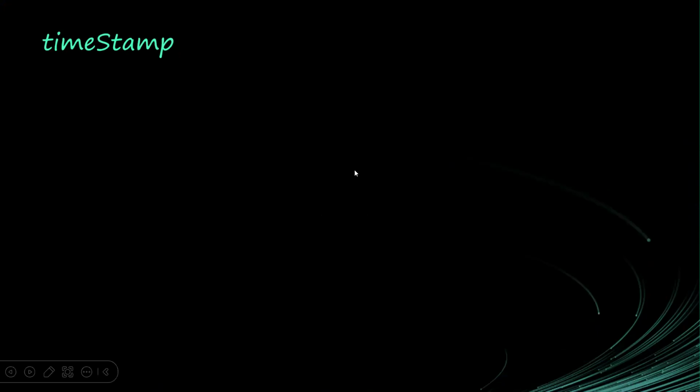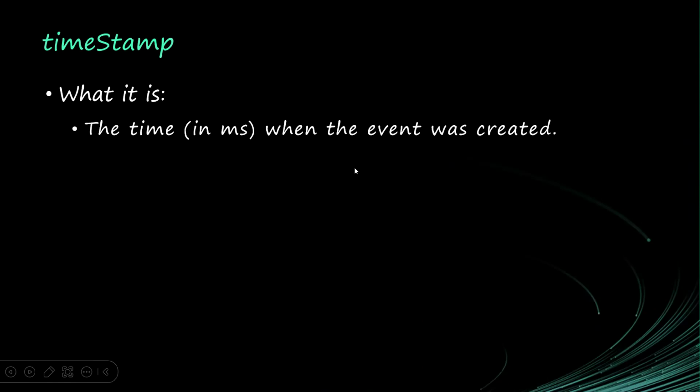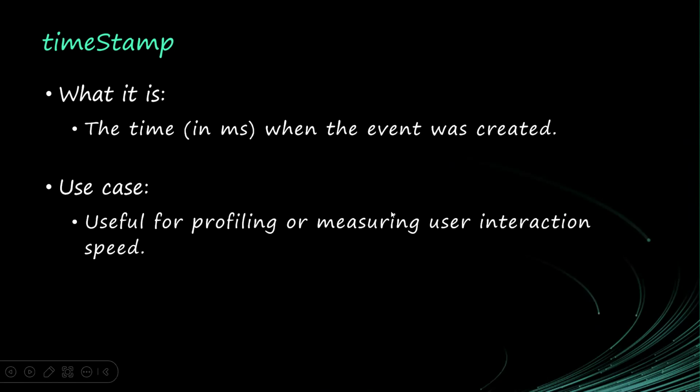The timestamp would also give you the time in milliseconds when the event was created. The use case is profiling or measuring user interaction speed. Basically, you use this to know how fast the user is interacting with your application. This is somewhat advanced and used in profiling, but you can know that there is a timestamp property on the event.